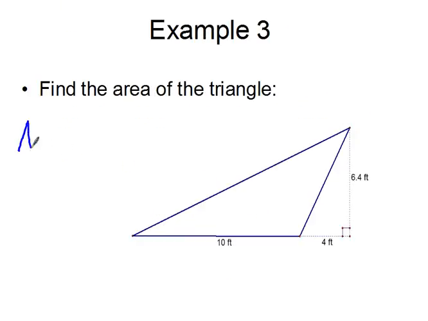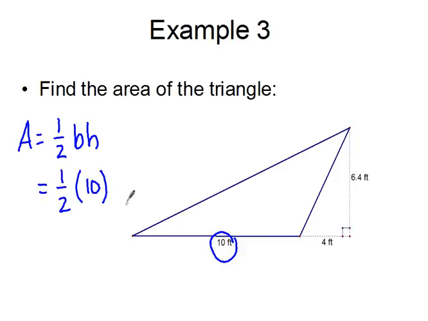So with this triangle, we do 1/2 base times height. So which one's the base? Well, if you look at your perpendicular ones, the 10 is your base, and then your height is 6.4. The 4 down here, completely useless. All it's telling you is the distance from where the perpendicular height is to the edge of the triangle. Doesn't show anything else. Okay? So you multiply this all together, you should get 32 feet squared.